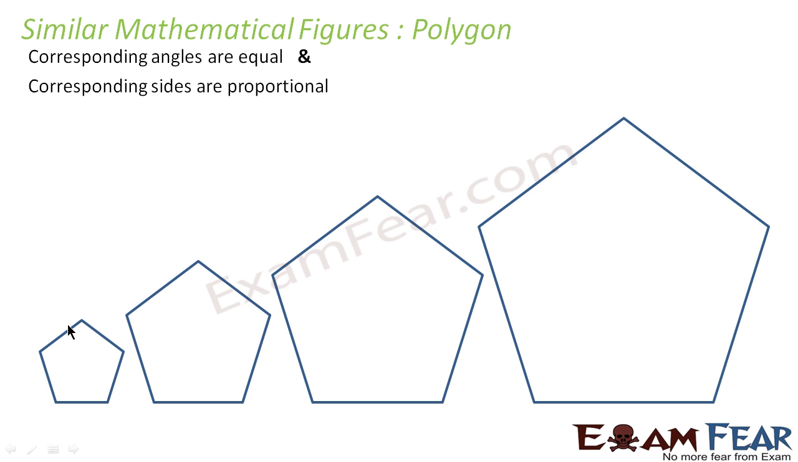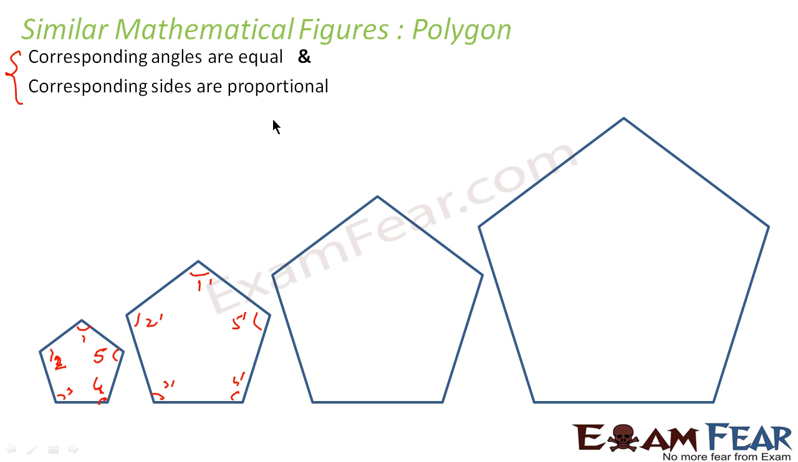If you take polygons also, the corresponding angles must be equal and the corresponding sides must be proportional. This condition is mandatory. If this condition holds true, then only we can say that these polygons are similar. For example, this is angle 1 and this is 1 dash. This is 2, this is 2 dash, this is 3, this is 3 dash, this is 4, this is 4 dash, this is 5, and this is 5 dash. If 1 equals 1 dash, 2 equals 2 dash, 3 equals 3 dash, 4 equals 4 dash, and 5 equals 5 dash, and the sides are proportional, then we can say these two polygons are similar figures. Here all the sides are equal and the angles are equal, so both are proportional and similar figures.